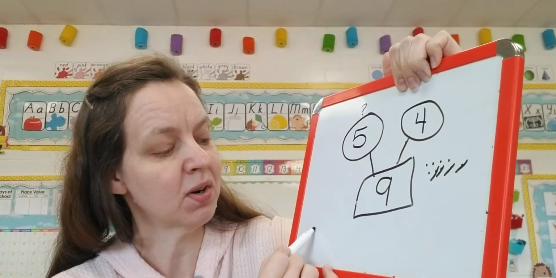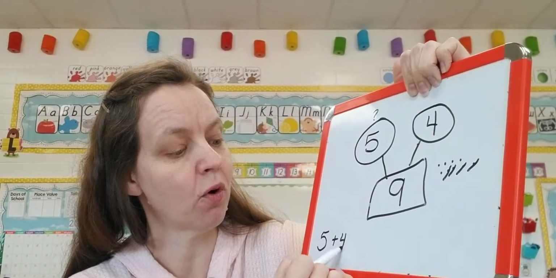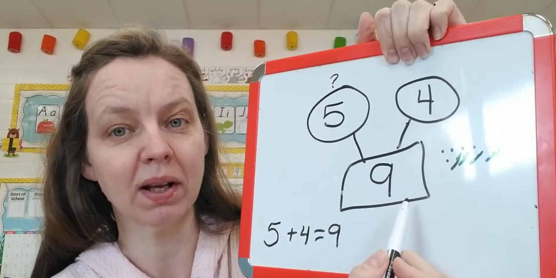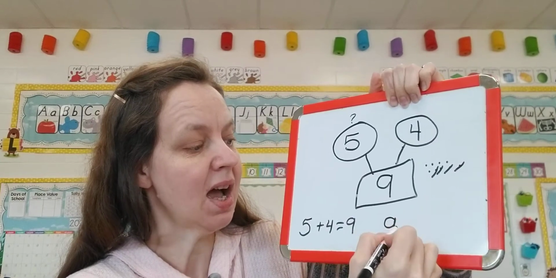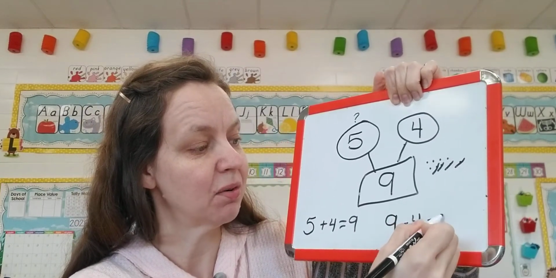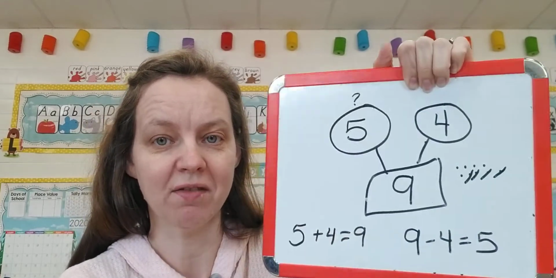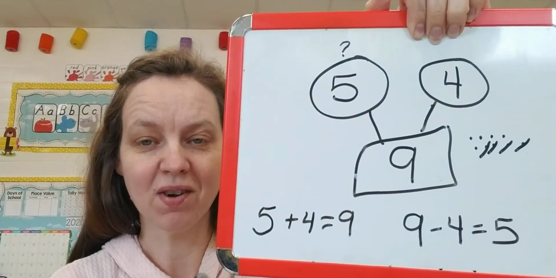So let's write our number sentence. 5 plus 4 equals 9. And then we did a subtraction problem to get that. So let's write the subtraction number sentence. 9 minus 4 equals 5. Because we had 9 and we took away 4 and we got 5. All right, if you got that, great job.